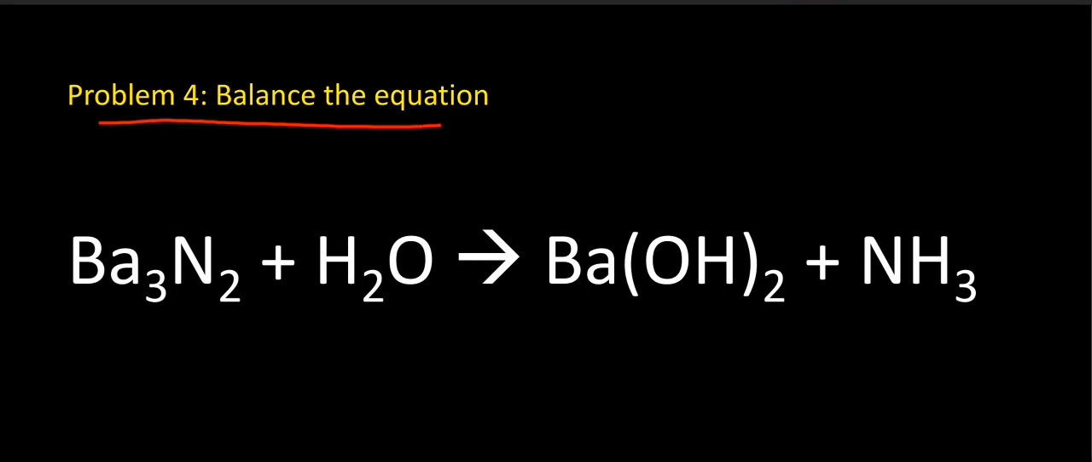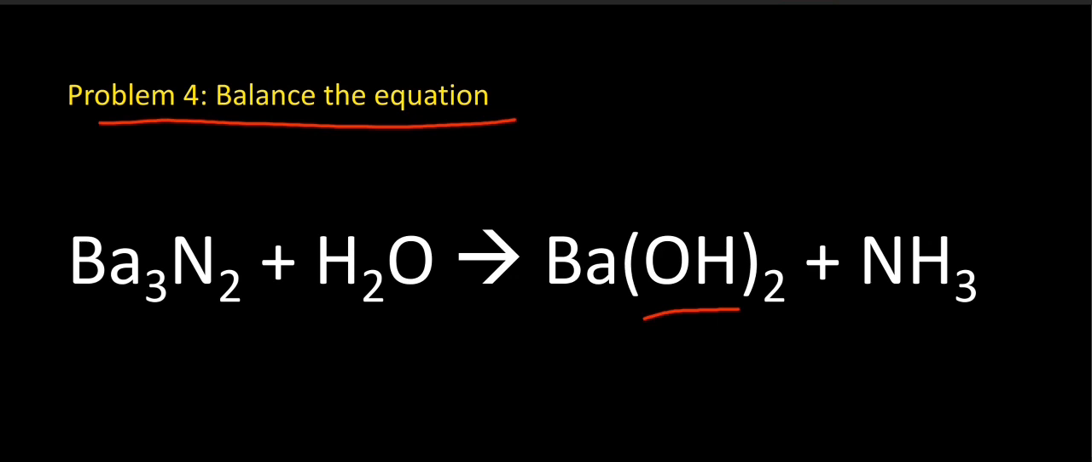Our fourth problem: balance the equation. So this seems to be a little bit harder than before. Here we can see the new thing, that is hydroxide. But the steps are the same as before. We have to at first calculate the number of atoms on each side.